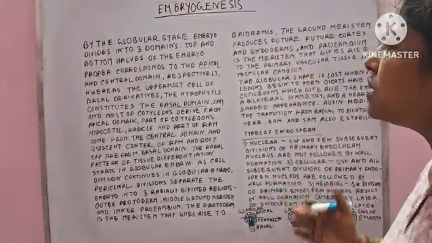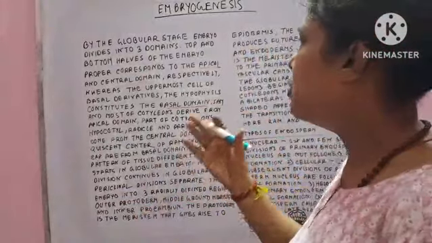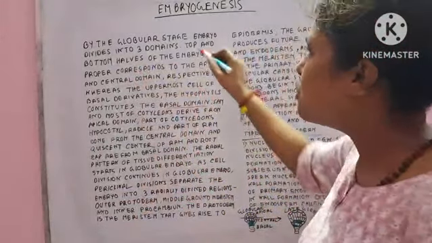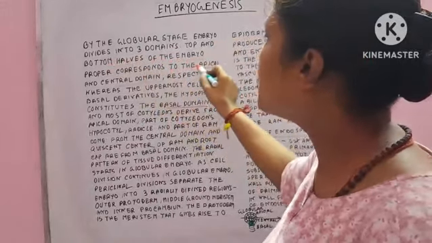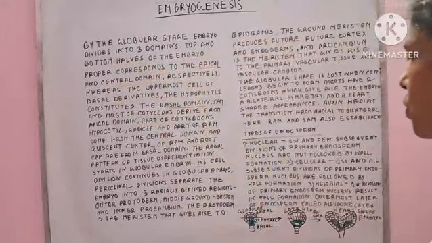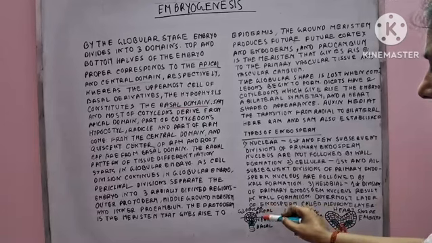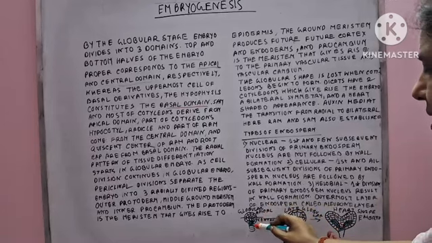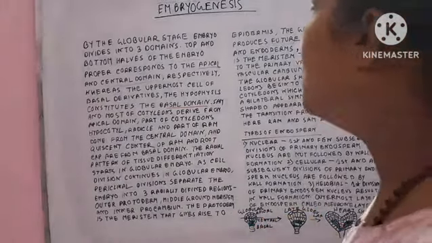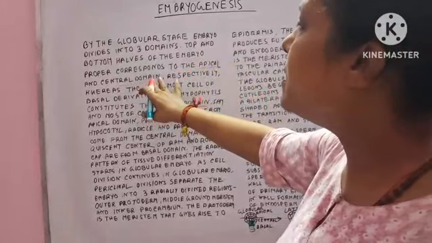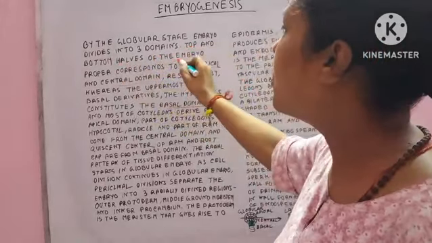Now which parts of the embryo are known as these domains? The top and the bottom halves of the embryo correspond to the apical and the central domain. In this rough diagram, this is the apical domain, and this is the central domain, and the last portion of the embryo is called the basal domain. Clear? So the apical and the central domain generally form from the top and the bottom half of the embryo.